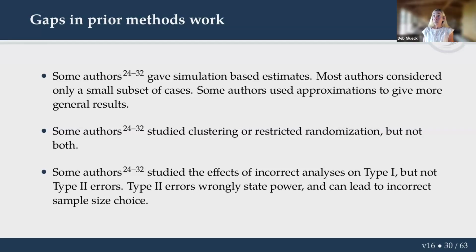Some authors looked at the effect of incorrect analyses on type 1 error, but they did not consider type 2 errors. Recall that type 2 errors wrongly state power and can lead to incorrect sample size choice. So our literature review showed gaps in prior methods work.